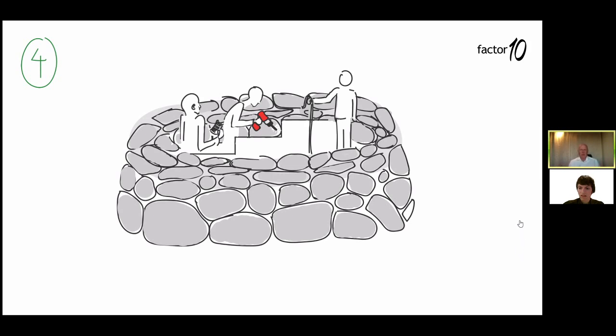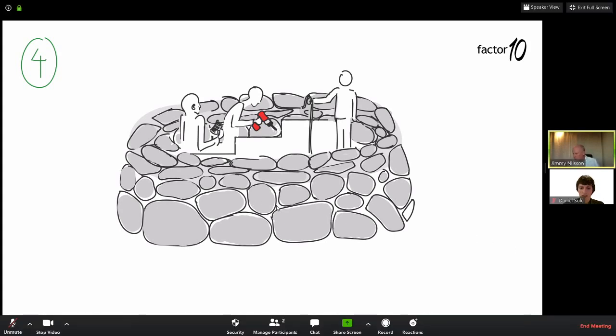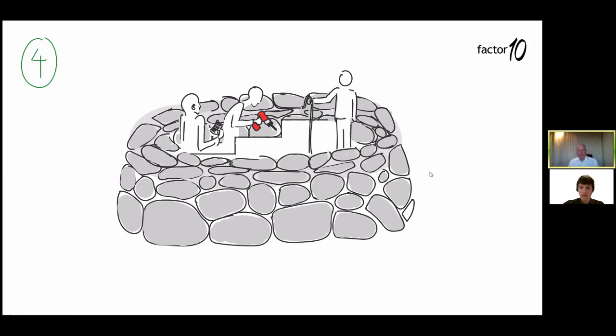So the message here is to be really careful of how you are behaving to your colleagues. A little smile will do all the difference in the world, actually.